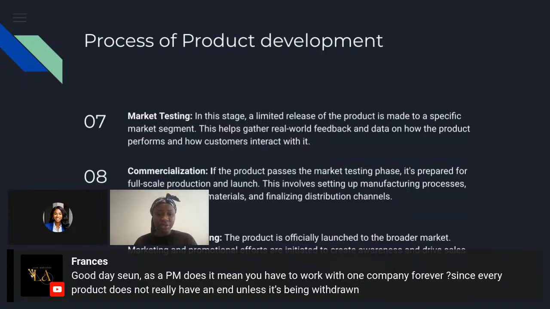But good day, Sean. As a PM it doesn't mean you have to work with one company forever, since every product does not really have an end unless it's being withdrawn. Francis, are you a girl or a guy?